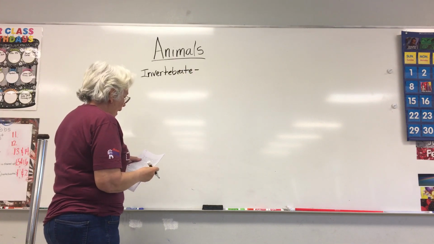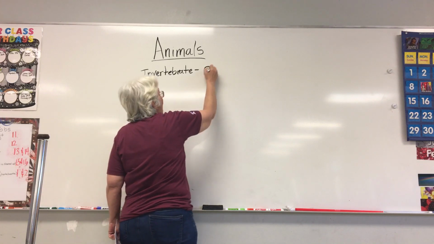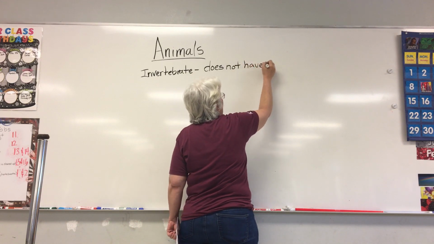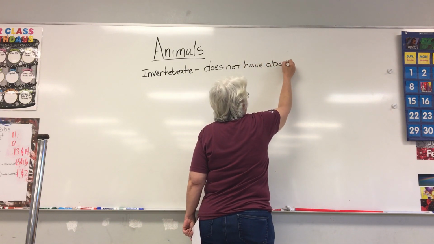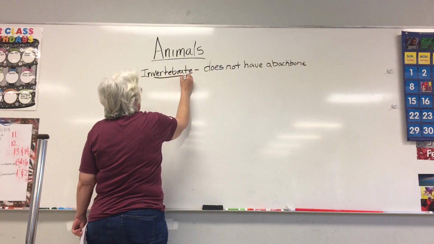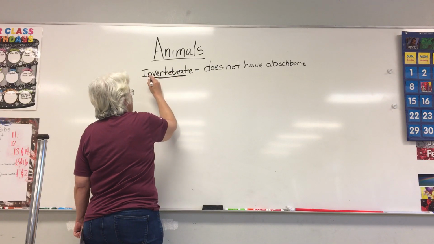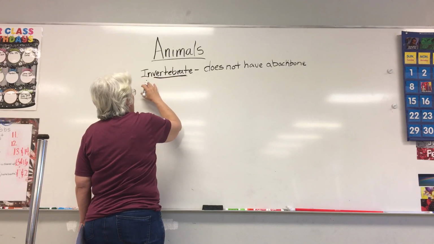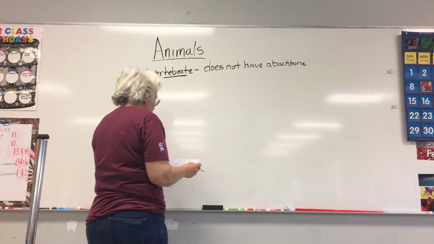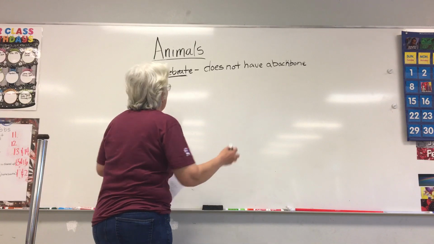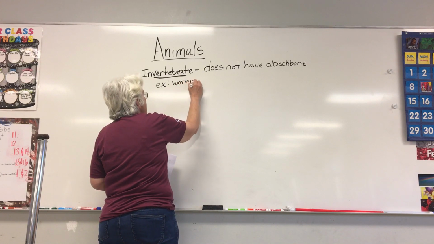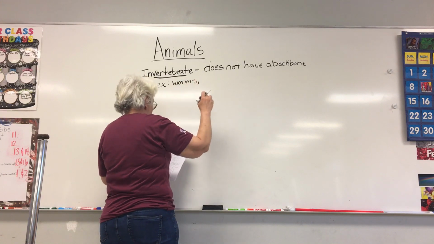An invertebrate animal is an animal that does not have a backbone. Okay? That's where the word vertebrate comes in. So invertebrate means no vertebrate, meaning it does not have a backbone. There's a wide variety of animals, and some examples are worms. Worms don't have a backbone.